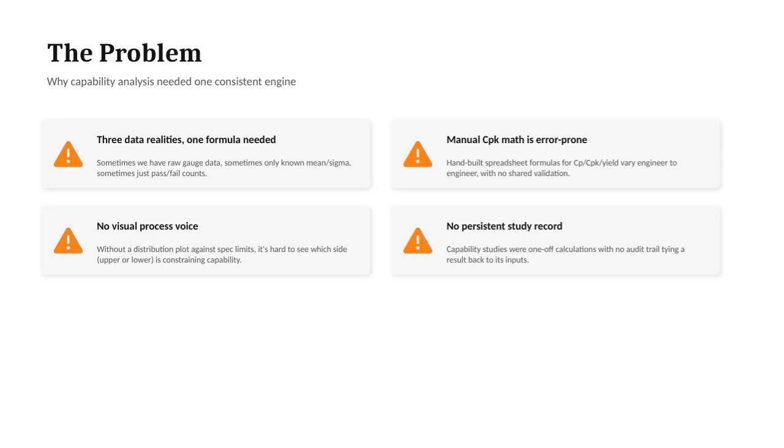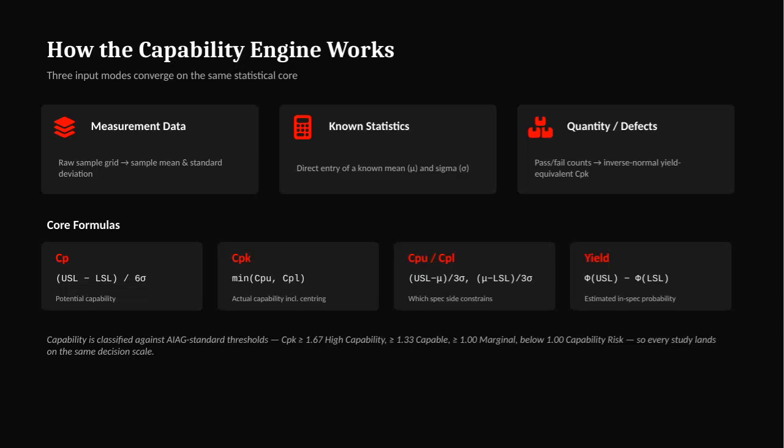The tool we're presenting solves these problems by unifying all three data scenarios into a single, consistent calculation engine. This ensures the math is the same no matter what data type is used, and every analysis produces a permanent, time-stamped audit record instead of a disposable, one-time result. Let's start by looking at how the capability engine works.